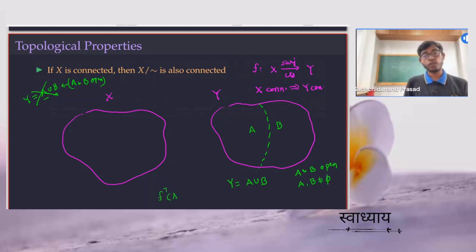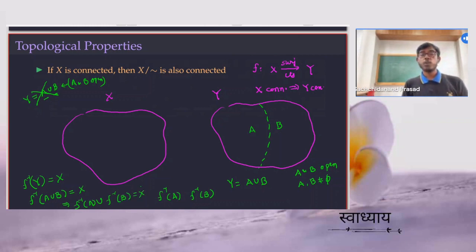F inverse of A is also open because it's a continuous map, and F inverse B is also open. But you see that F inverse Y is what? That's X. And therefore F inverse of A union B is X, and therefore F inverse A union F inverse B is equal to X.